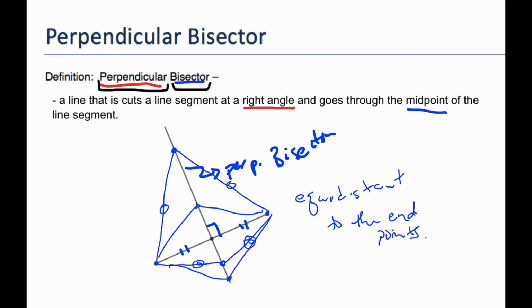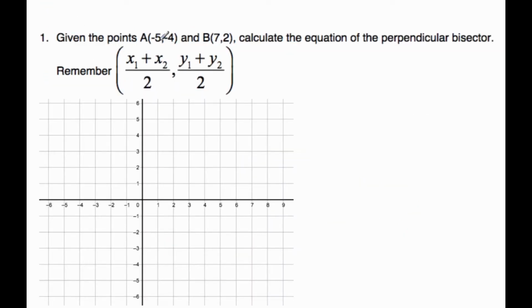Let's actually do a problem here. Okay, so I'm going to give the points -5, -4 is A. So -5, -4 is here, is A. And then B is 7, 2. And so I have a segment there. Let's see if I can join my segment up. Here is my segment. What I'm trying to do is find the equation of the perpendicular bisector.